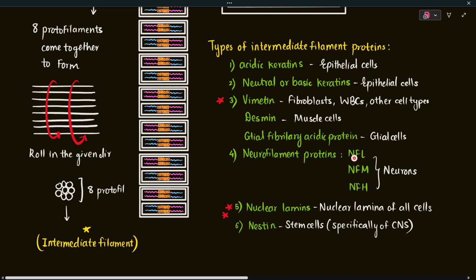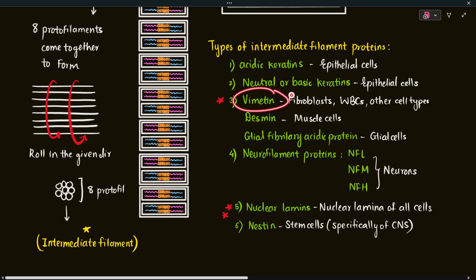As discussed earlier, there are different types of intermediate filament proteins, and I've listed them down here. The very important one, and the first of them, is keratins. There are acidic keratins as well as neutral or basic keratins. They are found in epithelial cells and give robustness to the epithelial cells. So this is an important intermediate protein.